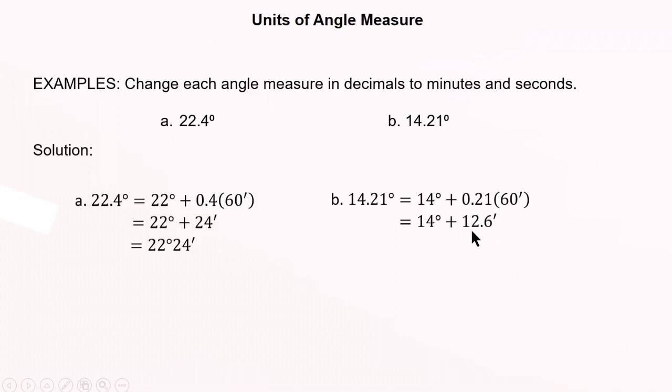Since meron pang decimal dito, we also separate 12 minutes from its decimal part to convert it to seconds by multiplying it by 60. We have 14 degrees plus 12 minutes plus 0.6 times 60 seconds. And 0.6 times 60 seconds is equal to 36 seconds. So 14.21 degrees is equal to 14 degrees, 12 minutes, and 36 seconds.